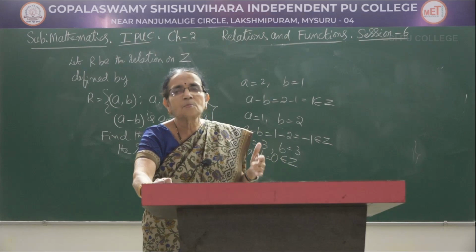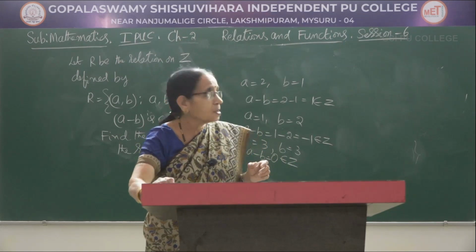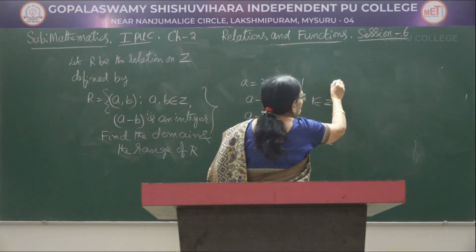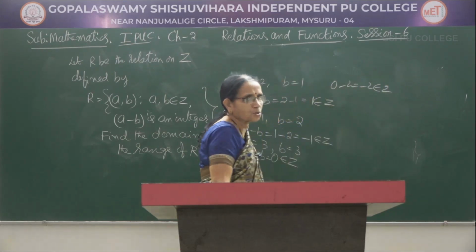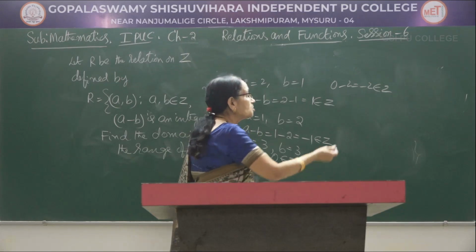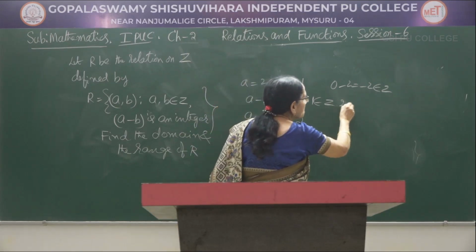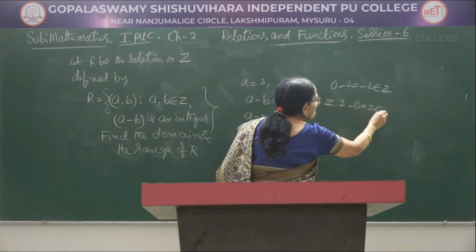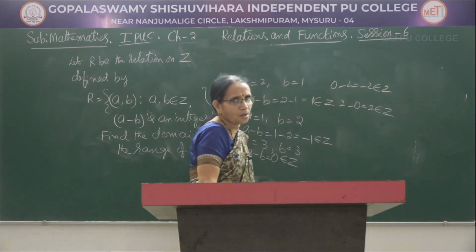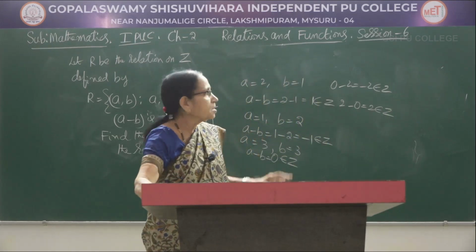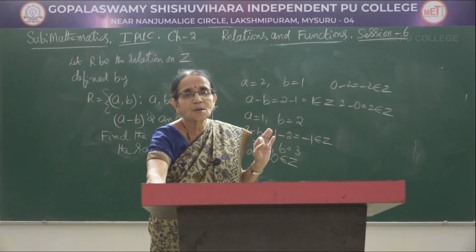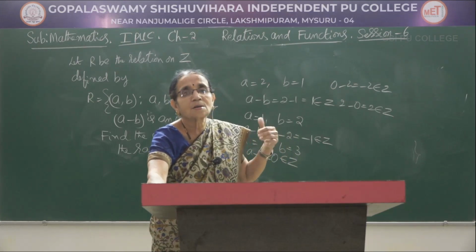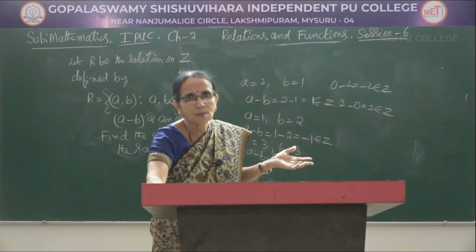Suppose A is 0, B is 2, let us assume. Then A minus B is 0 minus 2, which is minus 2, and it certainly belongs to Z. Or suppose B is 0, A is 2, then it is 2 minus 0, and 2 also belongs to Z, isn't it? That means A can take all the integral values, so the set of the first elements would be the set of the integers itself.